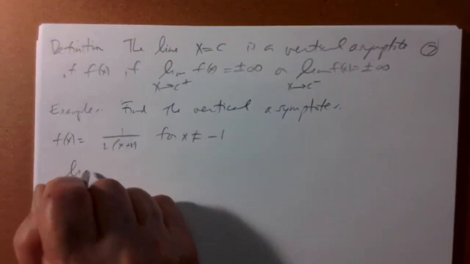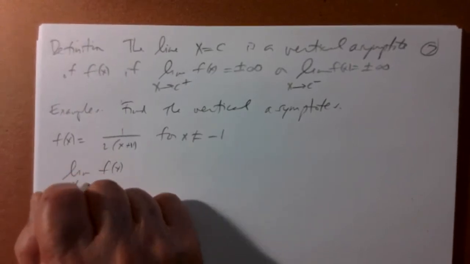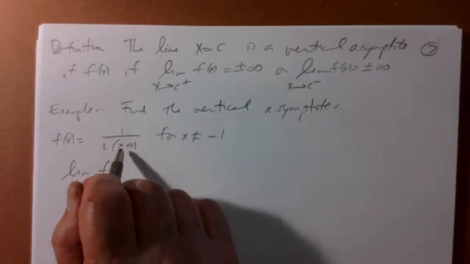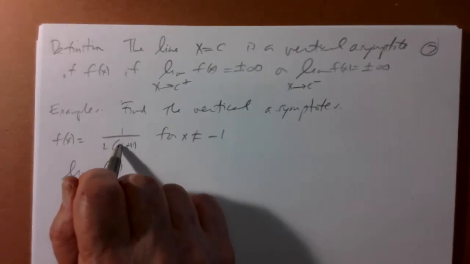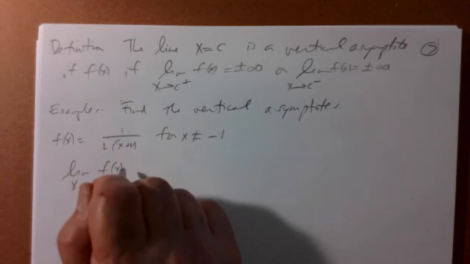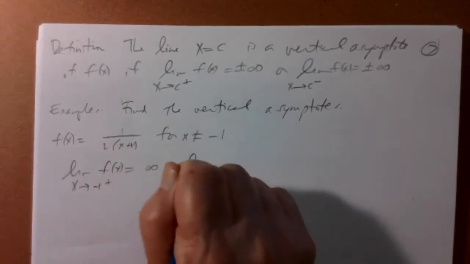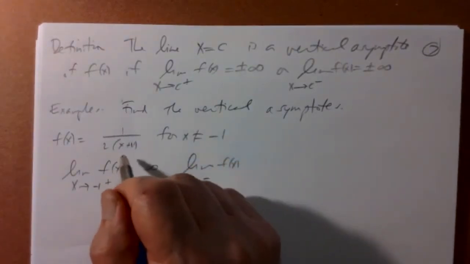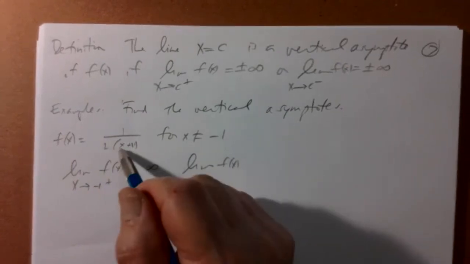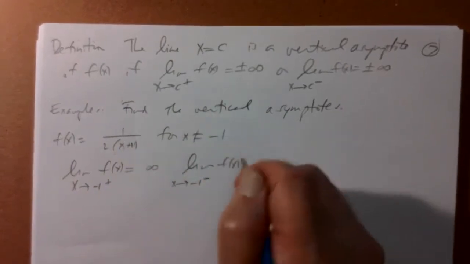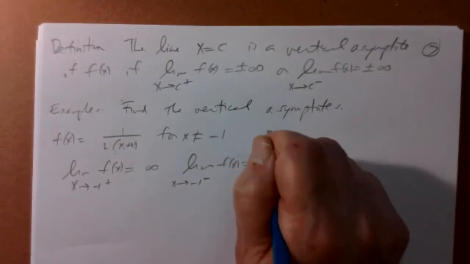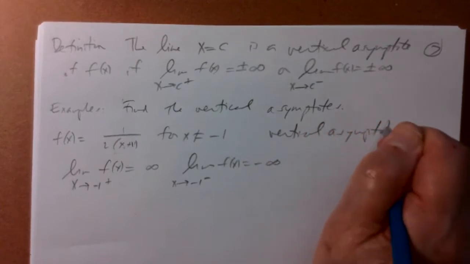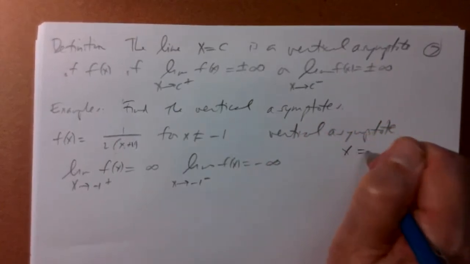And the limit of this function, as x approaches minus 1 from the right, if x is bigger than minus 1, minus 1 plus 1 is positive. If x is less than minus 1, for example, minus 2, this is negative. So this is going to minus infinity. So we have a vertical asymptote, the line x equal minus 1.